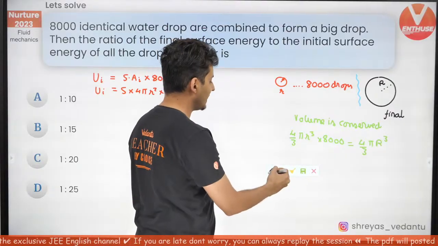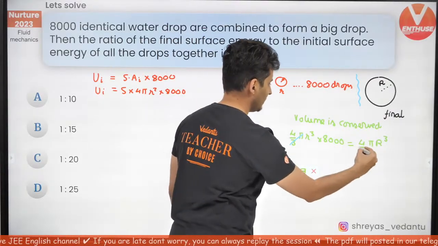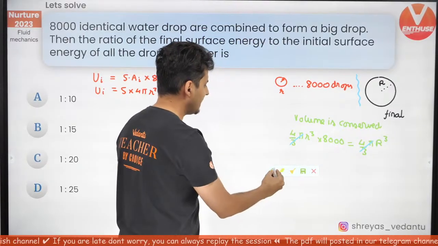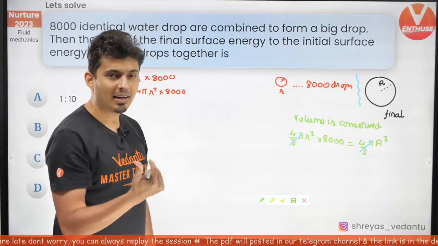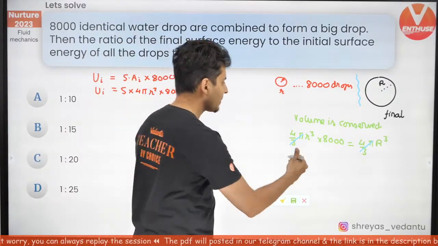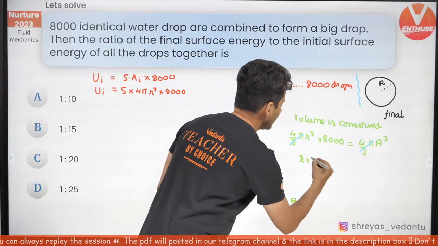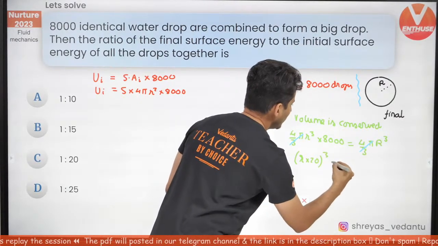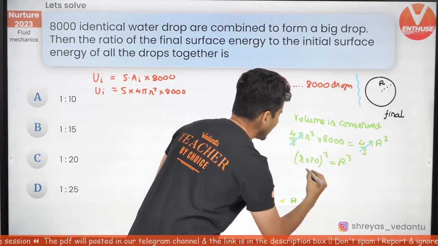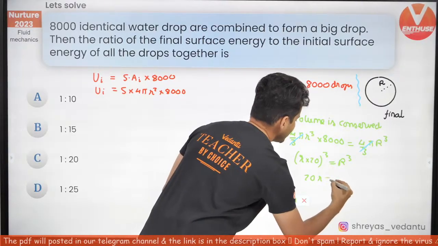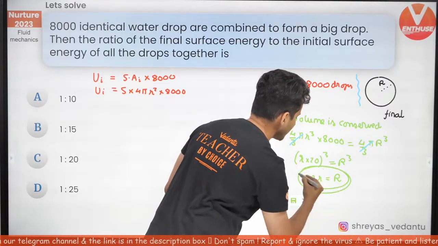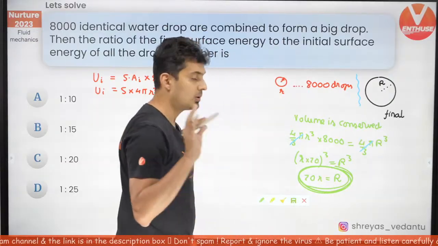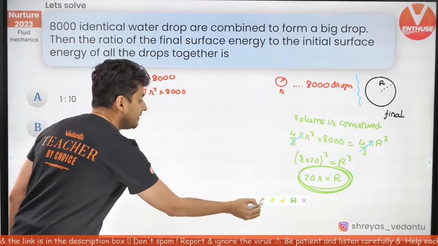Volume of each drop into 8,000 such drops is equal to the final volume. A lot of things are going to get cancelled, like 4 by 3 pi, 4 by 3 pi. And 8,000 is 20 cube, 2 cube is 8, 10 cube is 1,000. So this will be r into 20 whole cube is capital R cube. So can I say 20r is equal to capital R? I think I'm going to need this later on.